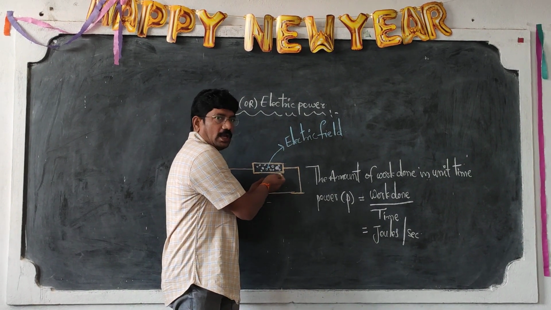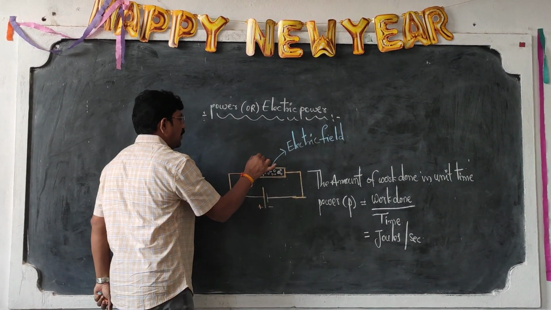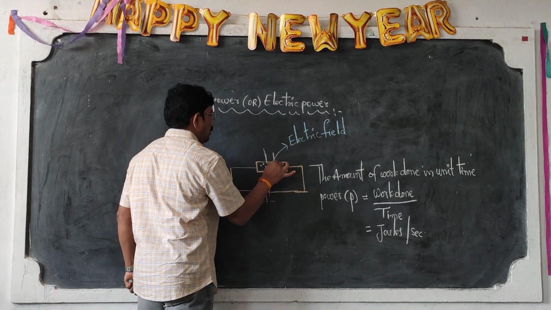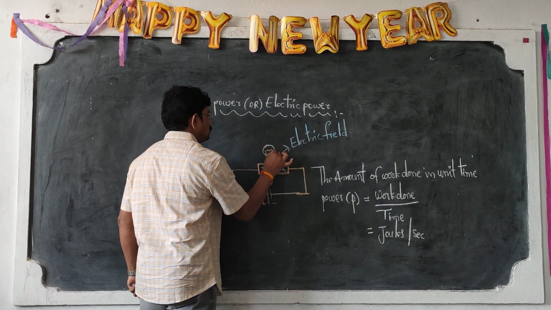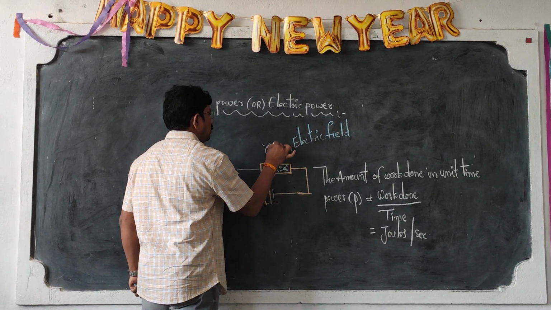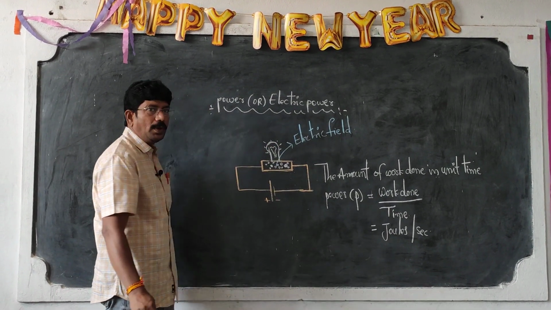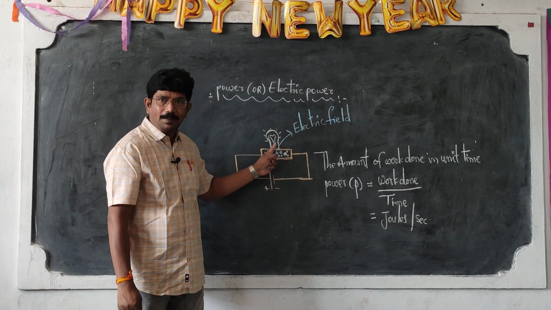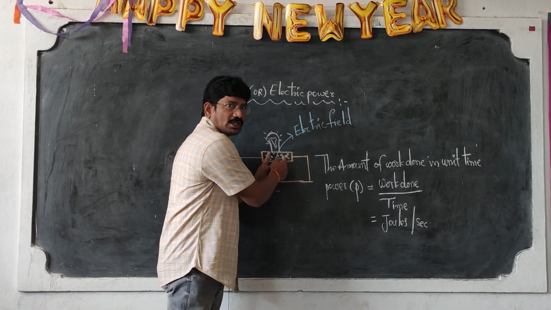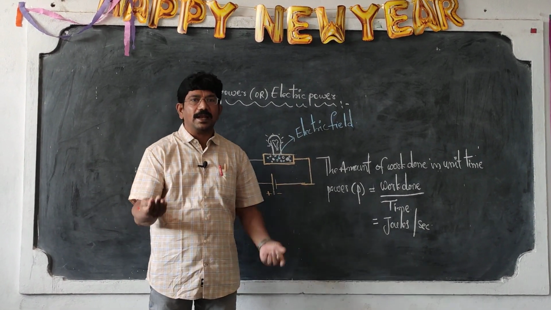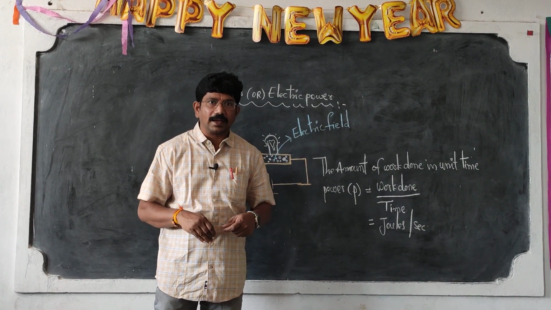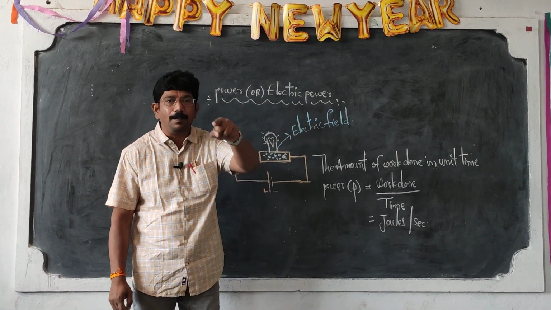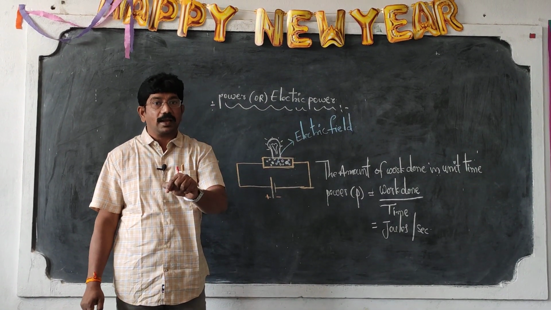This energy is utilized. For example, if I connect an electric bulb between the two ends, let us assume this is the bulb, the bulb glows. Are you clear about that? Now this electrical appliance, the bulb which is connected here, consumes that electrical energy. The electrical energy consumed by an electrical appliance is known as power. We can call it that also.